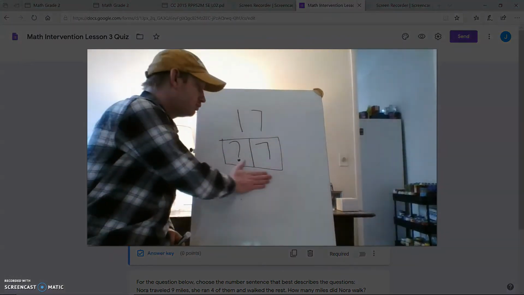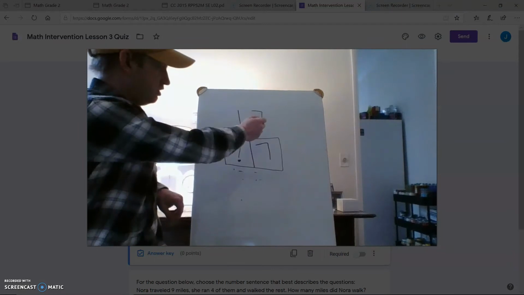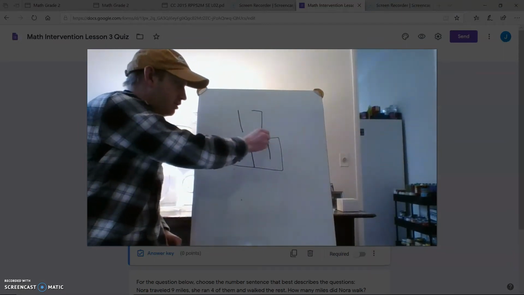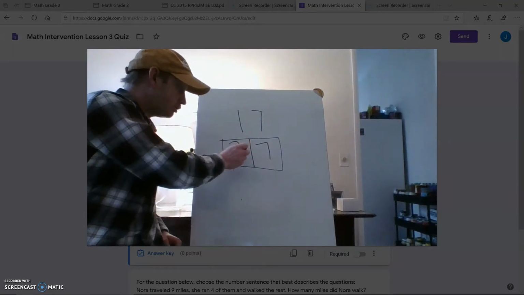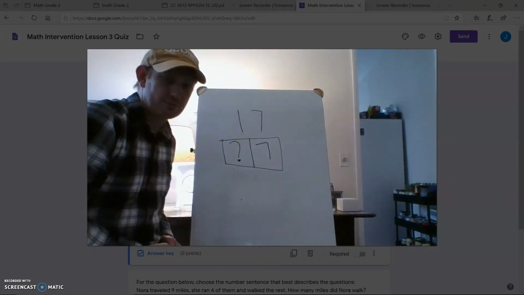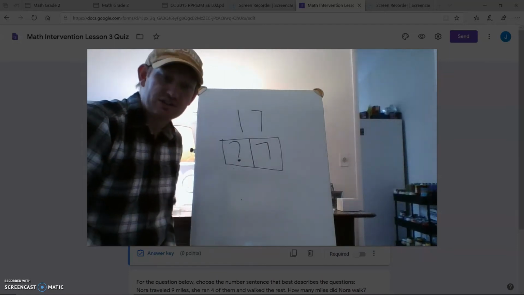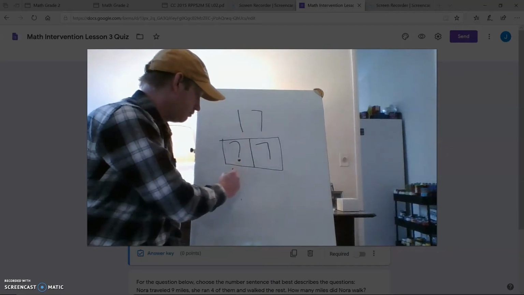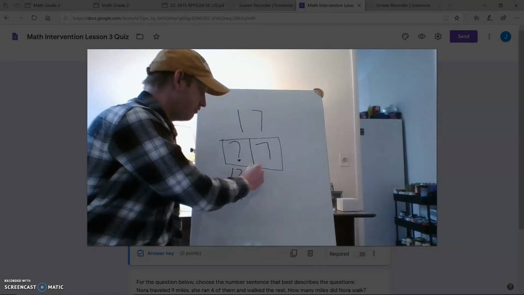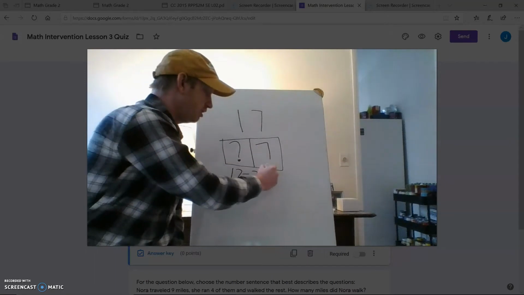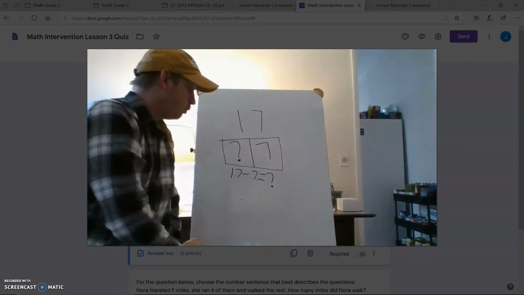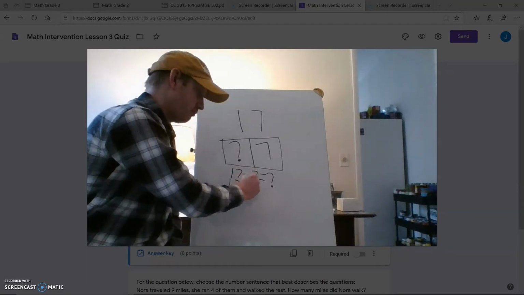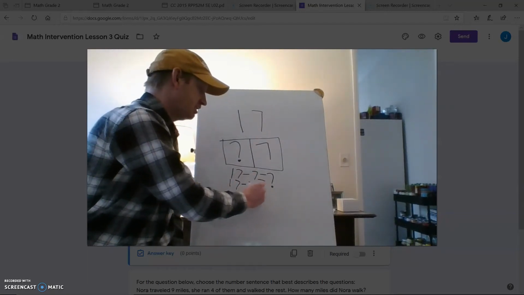So we know that we have 17 oranges on top. She keeps 7 and she gives some number to her friends. Well, what are the number sentences we can draw? We have 17 minus 7 is equal to some number. We also have 17 minus some number is equal to 7.